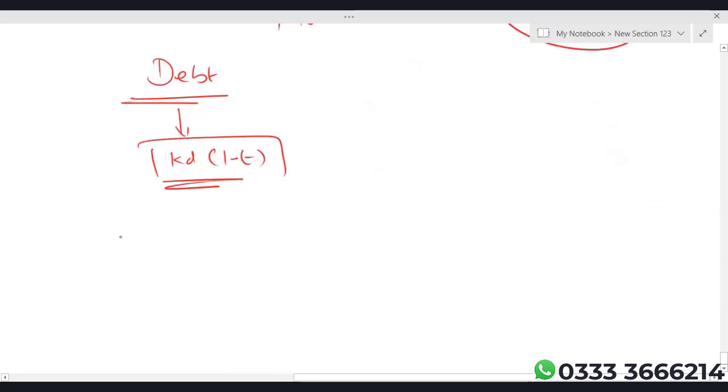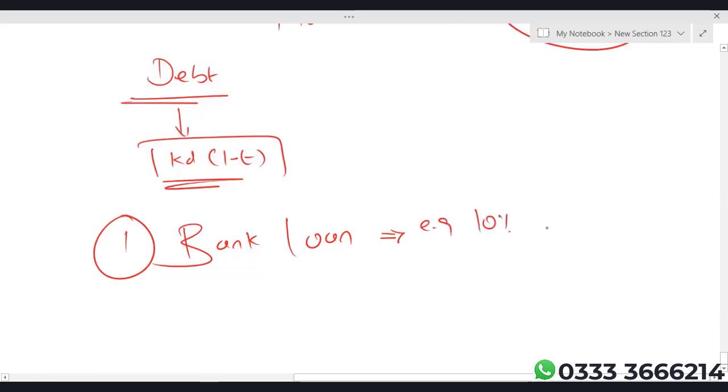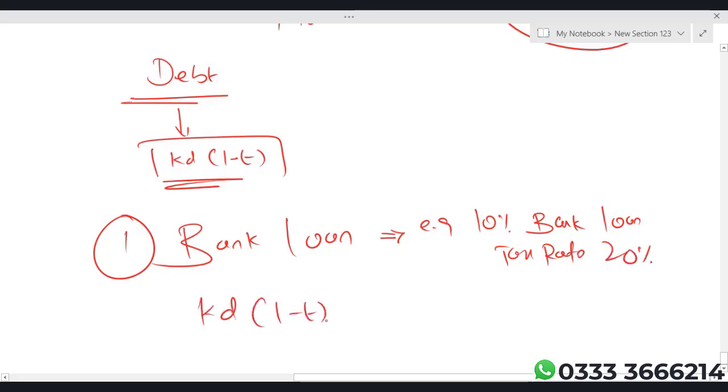Now listen, when it comes to KD 1 minus T, there are a number of debts. Number one, let's take the bank loan. In case of a bank loan, it's very simple to calculate KD 1 minus T. For example, if we have a 10% bank loan, and let's say the tax rate is 20%, then simply your KD 1 minus T will be 8%.